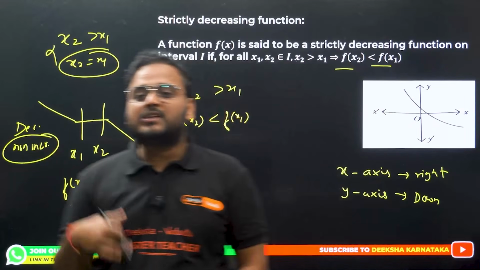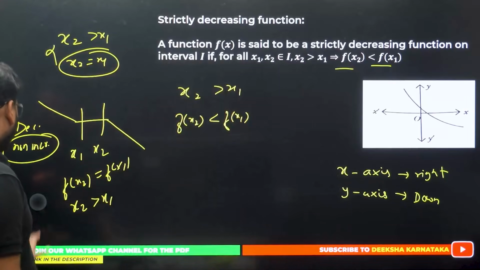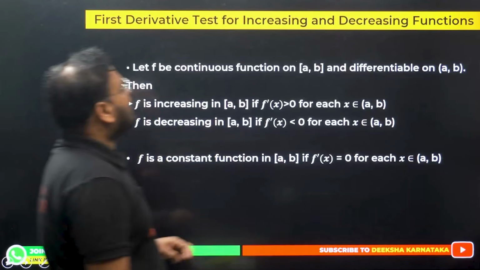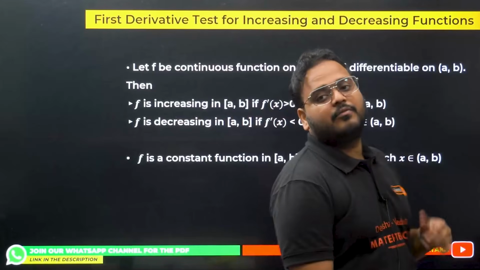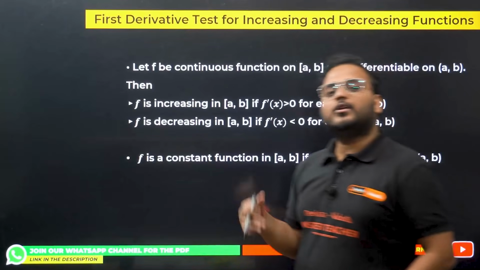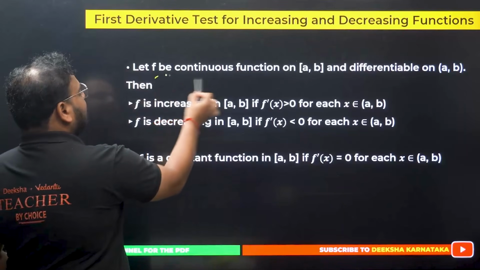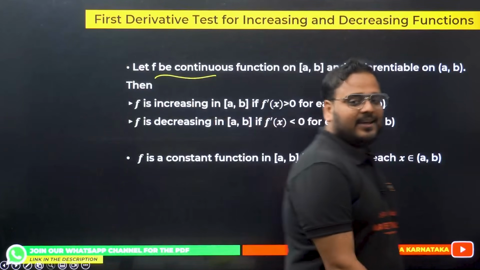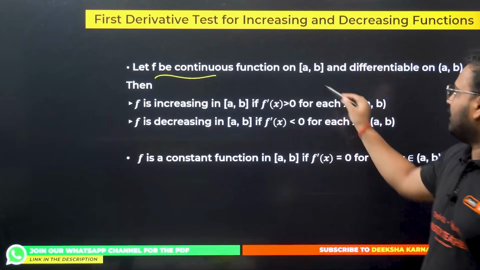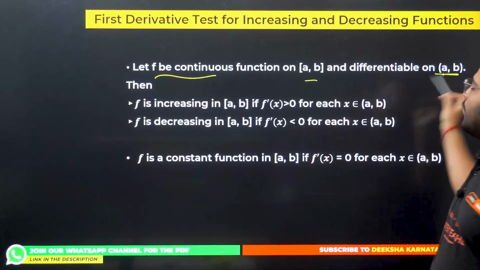So this was all the conceptual part of this chapter. Now we'll move on to problem solving. So first thing is called the first derivative test for increasing or decreasing functions, which I already taught you in the example that I've taken. Let f be a continuous function on the closed interval a comma b. Have a look. And differentiable, of course, in the open interval a comma b.